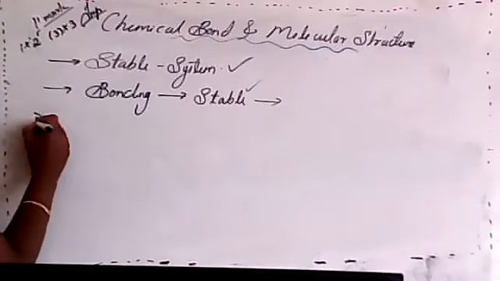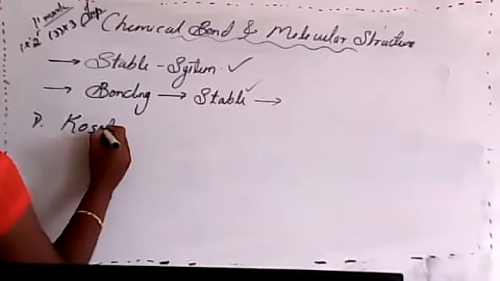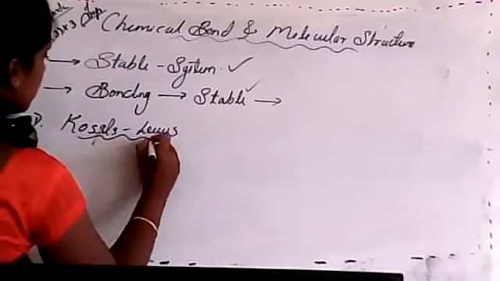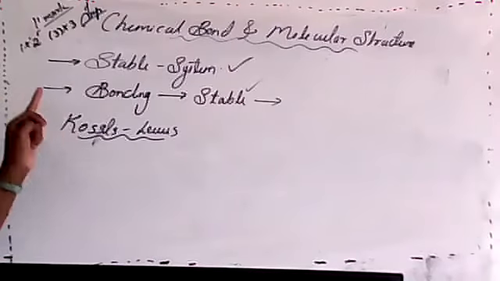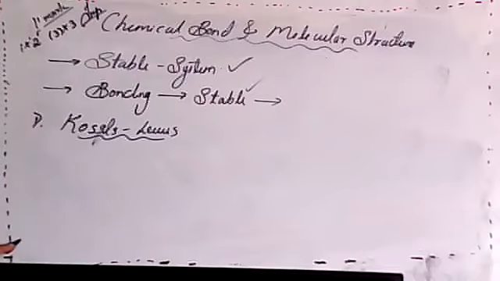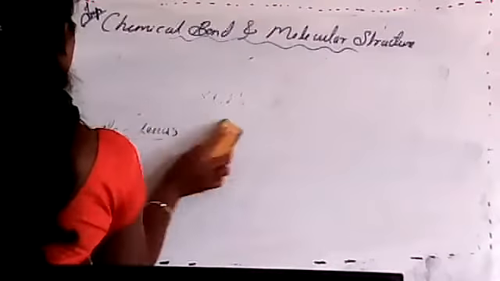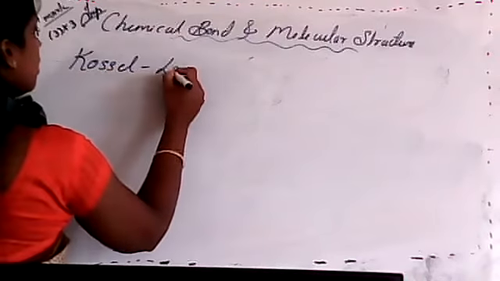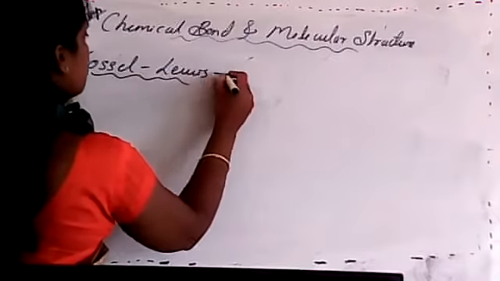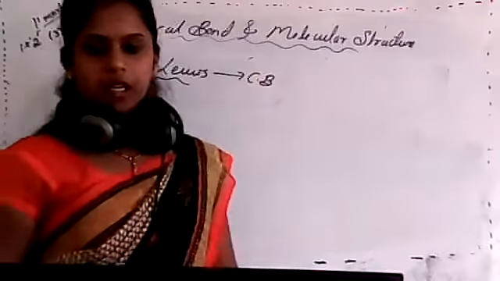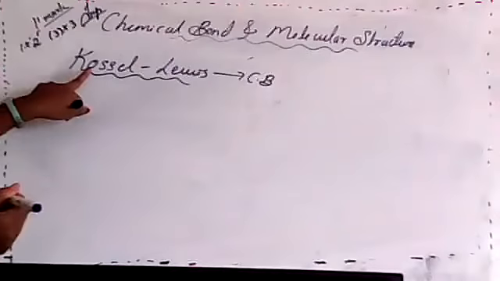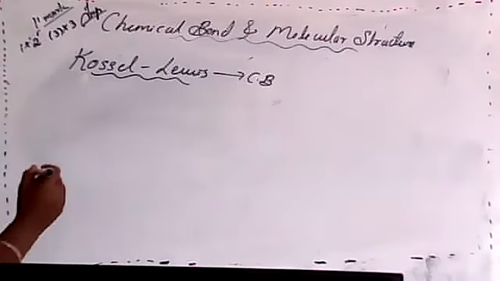So here, the first one we study about is the Kossel-Lewis approach towards chemical bond. First theory, it is very important. It was first explained by two scientists, that is Kossel and Lewis, in 1916.